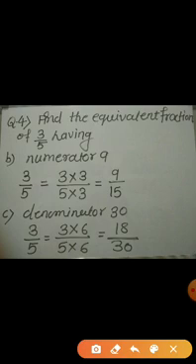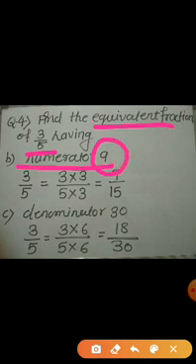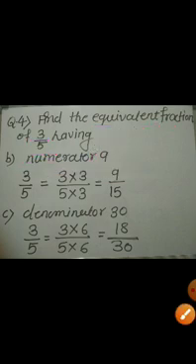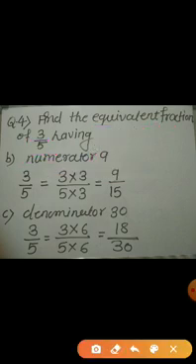In second, we are asked to find out the equivalent fraction of 3 by 5 having numerator 9. Now when we'll get the numerator 9? When we multiply the numerator 3 by 3, right? And since numerator is multiplied by 3, denominator should also be multiplied by 3 to get the equivalent fraction, isn't it? So here you can see I have multiplied both numerator and denominator by the same number, right? So we'll get the equivalent fraction 9 by 15.